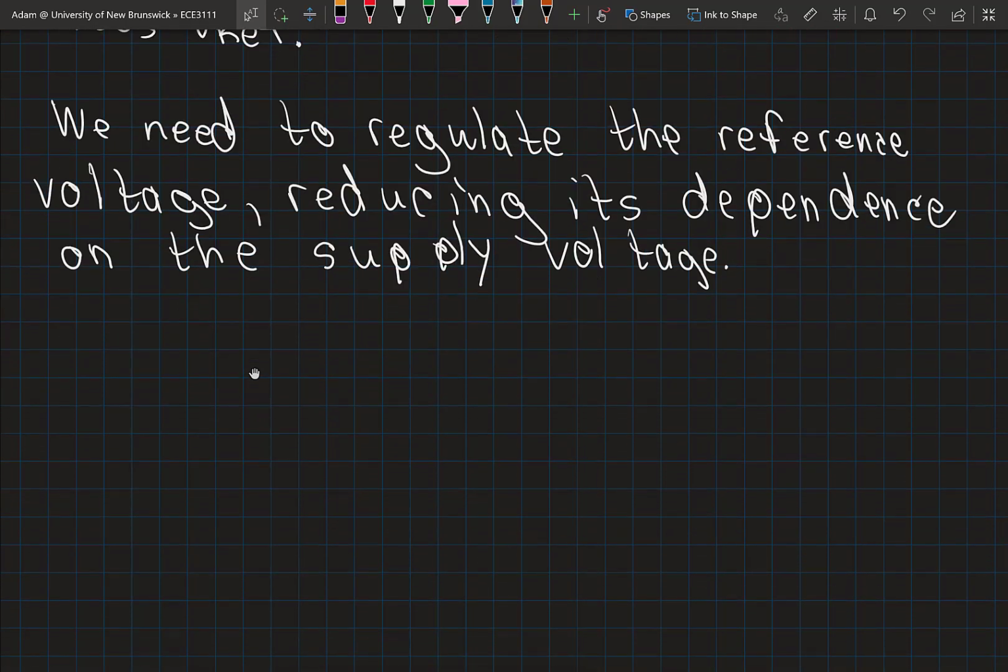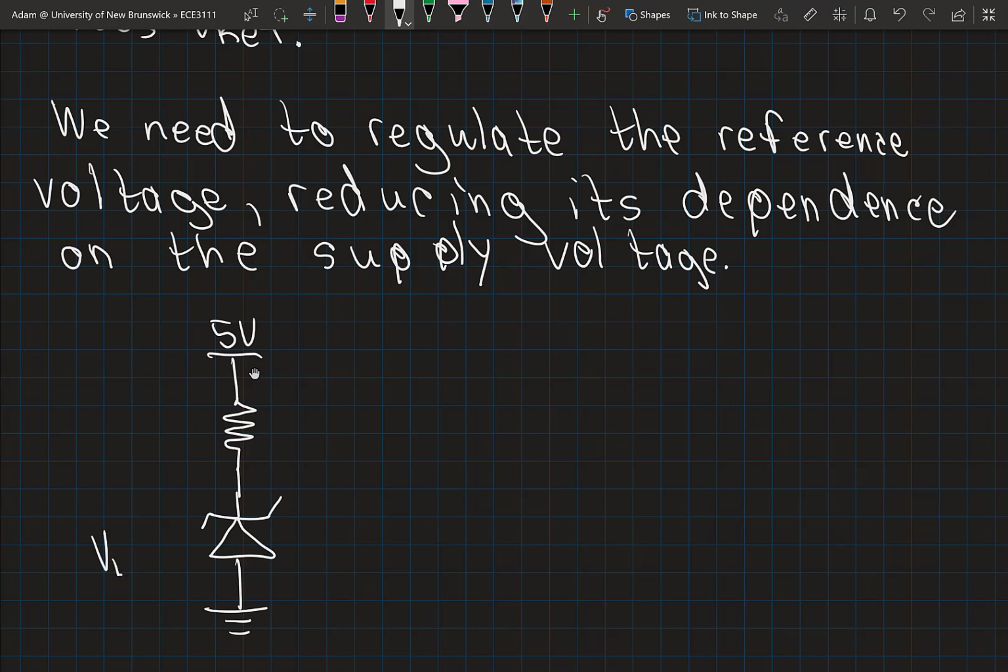Okay, so we've just talked about Zener. Seems like an obvious choice. So let's take and bias a Zener diode in the reverse direction. Let's assume this Zener diode has a reverse breakdown voltage of 2.5 volts. And we need this resistor in here to act as a current limiting resistor.